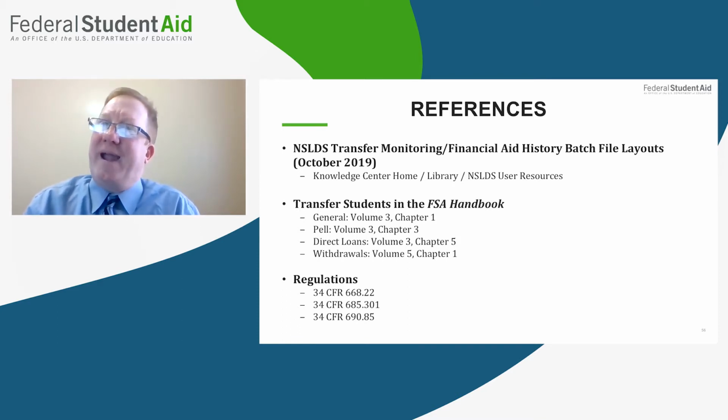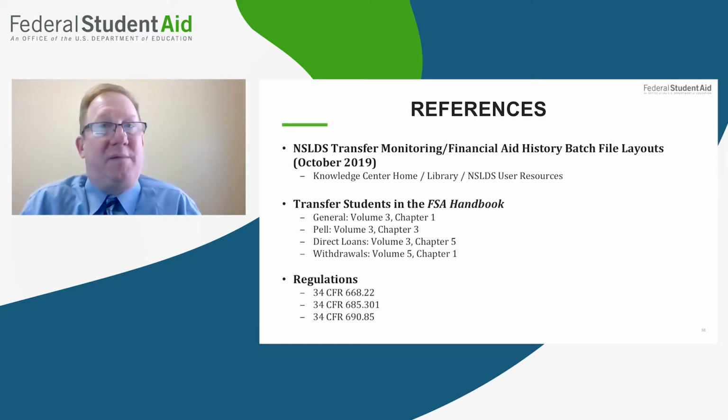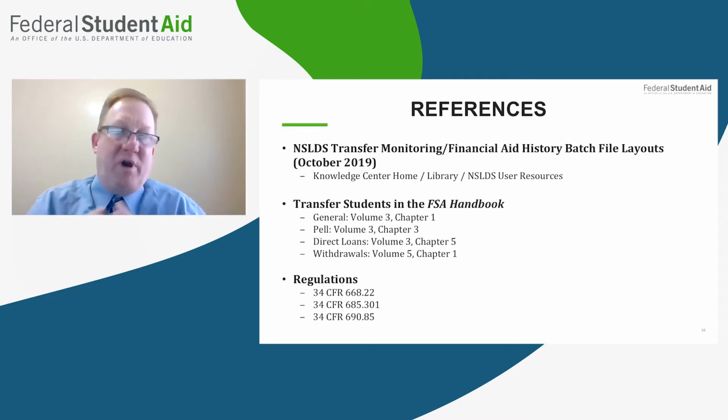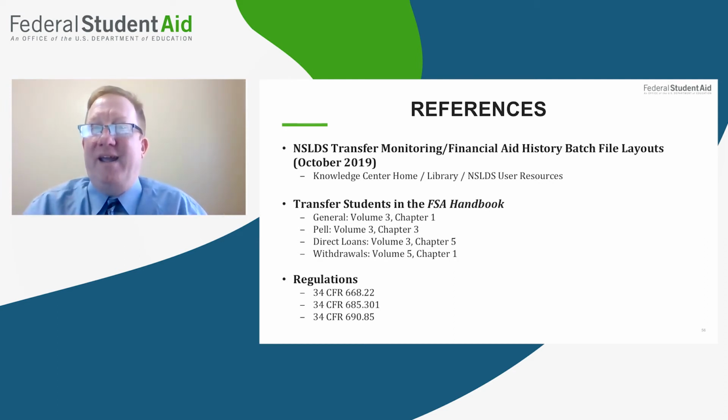Also, for transfer students, back in the Federal Student Aid Handbook, you can always go back and look in Volume 3, Chapter 1 to get general student eligibility requirements. The Pell Grant details are in Volume 3, Chapter 3. The direct loan details are in Volume 3, Chapter 5. And the return to Title IV funds details are in Volume 5, Chapter 1. And then certainly you can go to the Knowledge Center and actually drill down into the regulations that apply here. These regulatory sites like 34 CFR 668.22 may not mean anything to you or to the new financial aid officer until you go to the Knowledge Center, click on the regulations, and browse to those sections to see what the regulations say in writing. And it helps to go to these regulations. These are the relevant ones for this discussion.